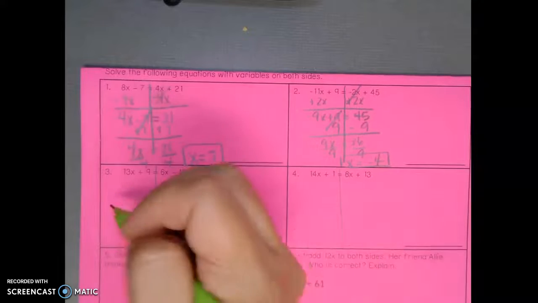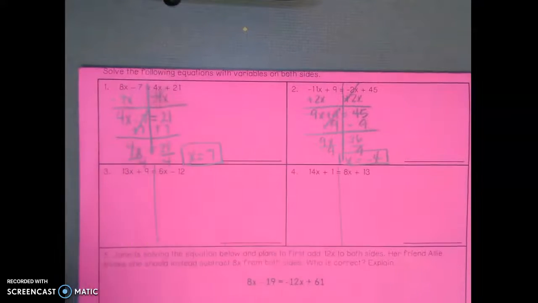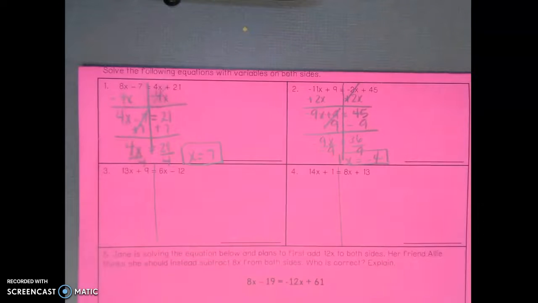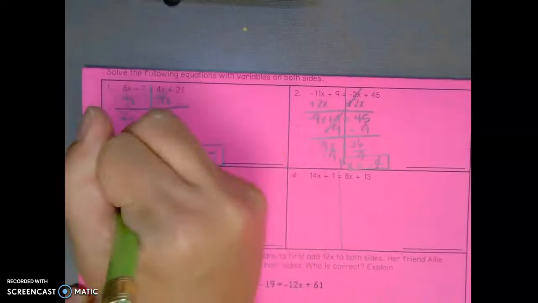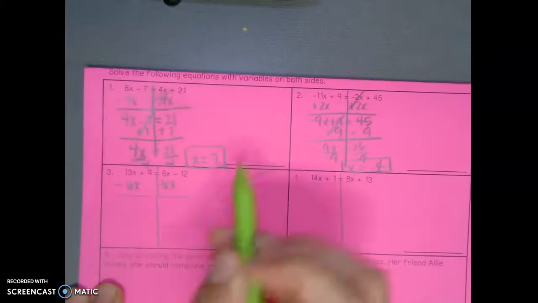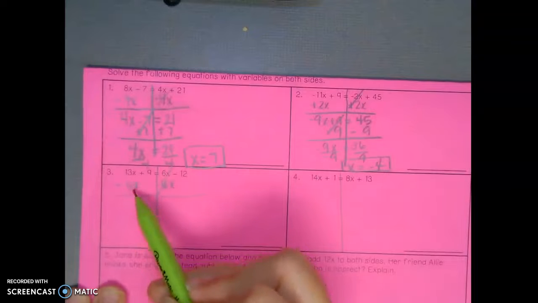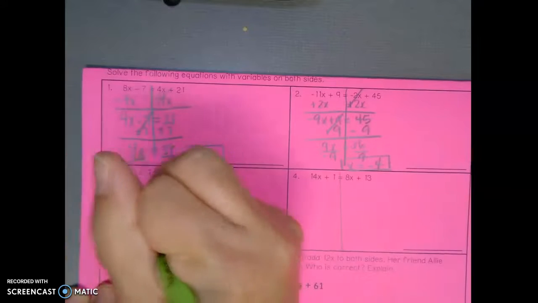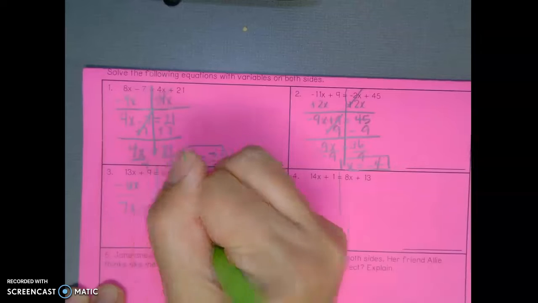So I like to have, as I told y'all a million times now, I like to have my variables on the right because I like to read x equals from left to right, just like when you're reading a book. So I am going to subtract 6x from both sides. That gives me a 0 pair on the right-hand side. 13x minus 6x is 7x, plus 9 is equal to a negative 12.